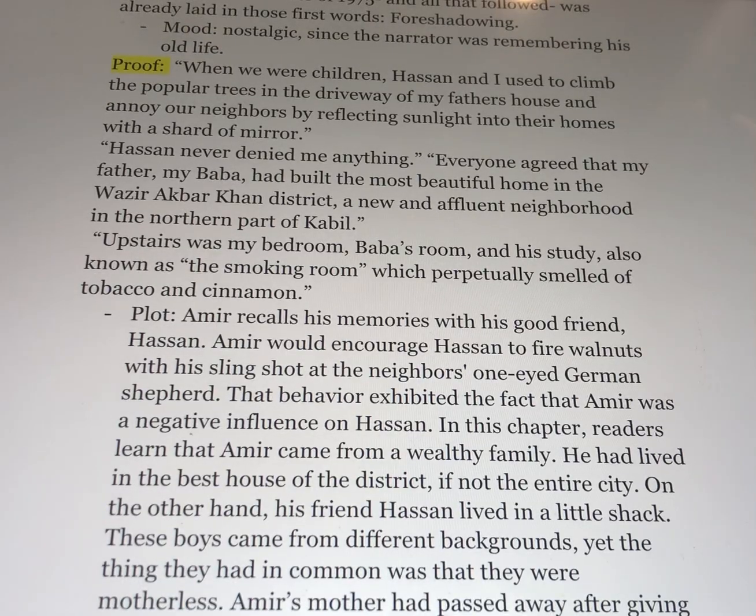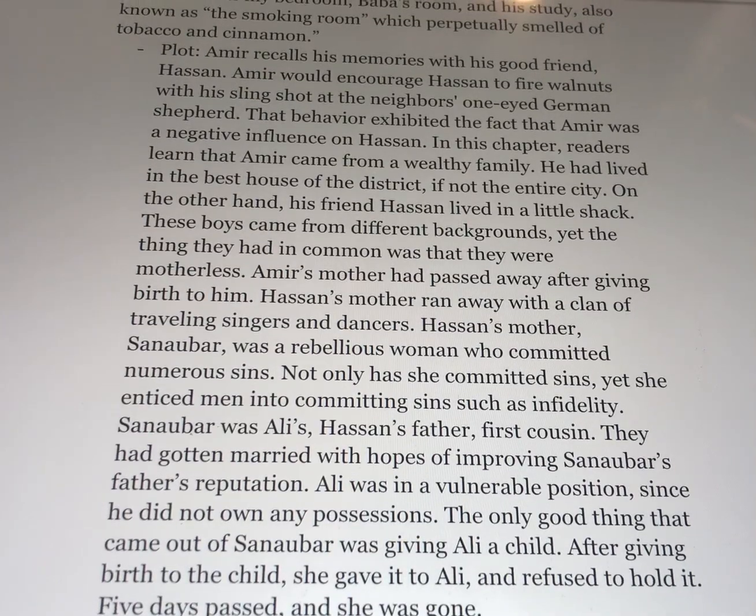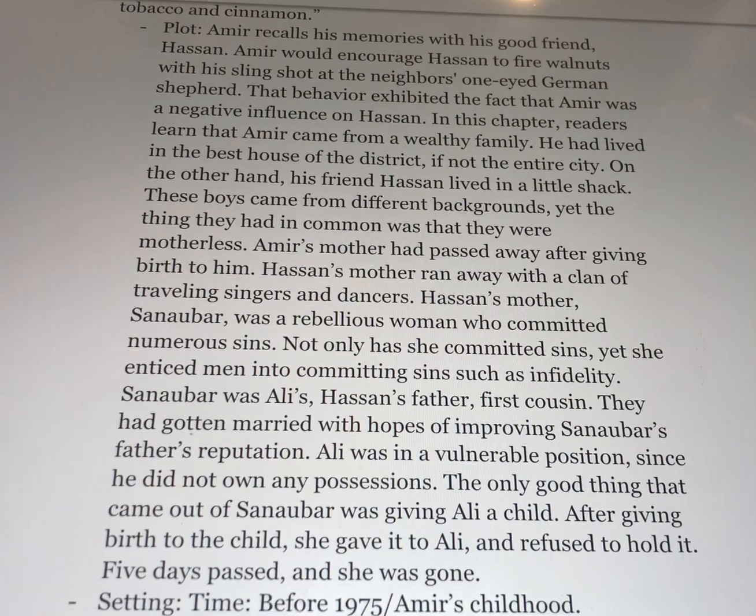Proof. "When we were children, Hassan and I used to climb the poplar trees in the driveway of my father's house and annoy our neighbors by reflecting sunlight into their homes with a shard of mirror. Hassan never denied me anything. Everyone agreed that my father, my Baba, had built the most beautiful home in the Wazir Akbar Khan district, a new and affluent neighborhood in the northern part of Kabul. Upstairs was my bedroom, Baba's room, and his study, also known as the smoking room, which perpetually smelled of tobacco and cinnamon." Plot. So Amir recalled his memories with his good friend Hassan.